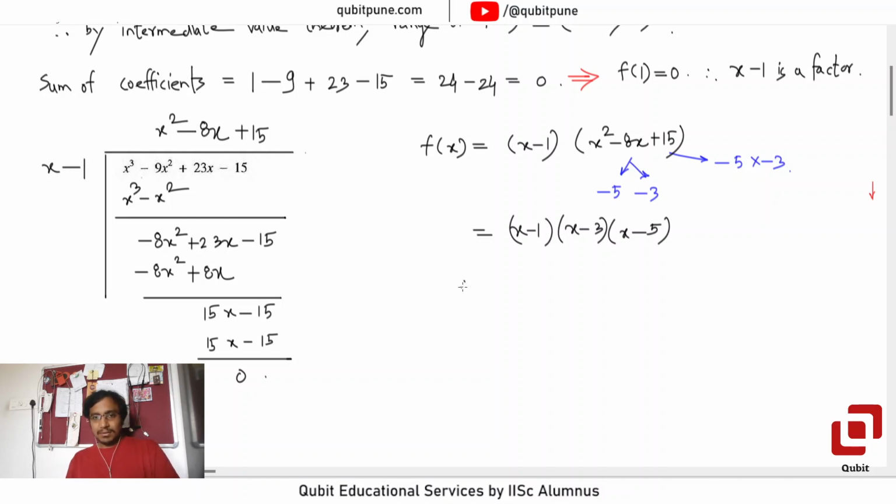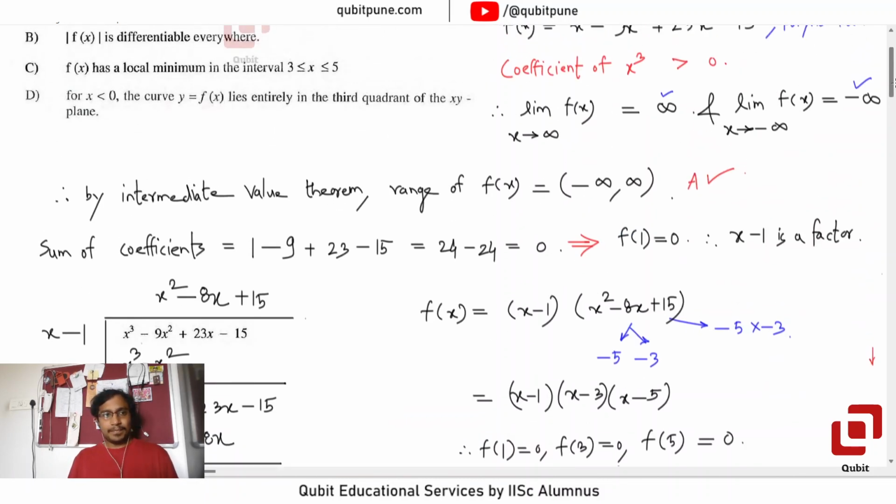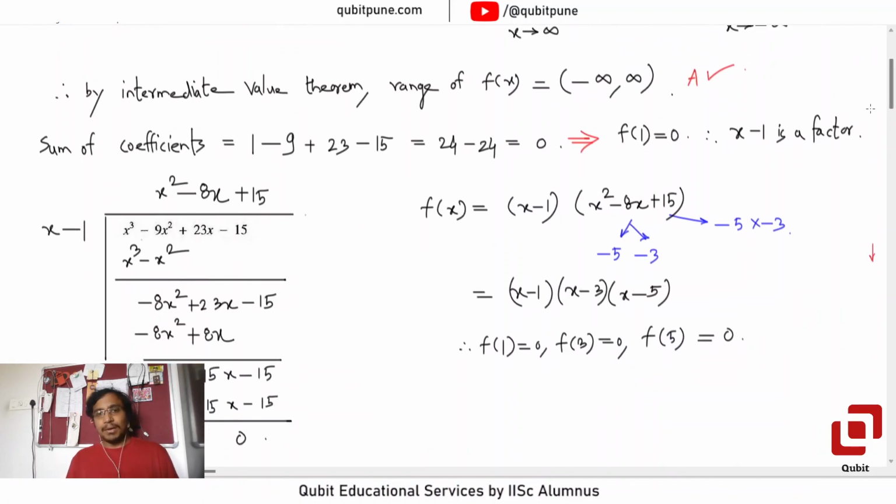Yes. Therefore f of 1 is 0, already known, f of 3 is 0, and f of 5 is also 0. Did you understand this? Yes. Okay, so our polynomial has got 3 real roots.